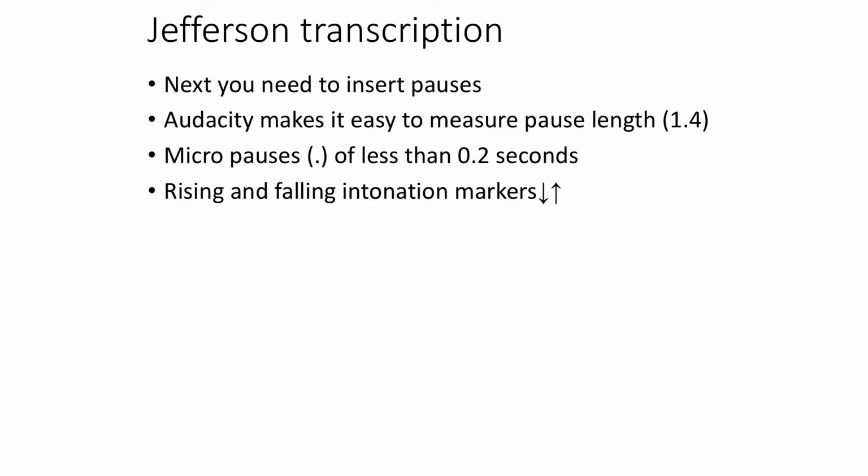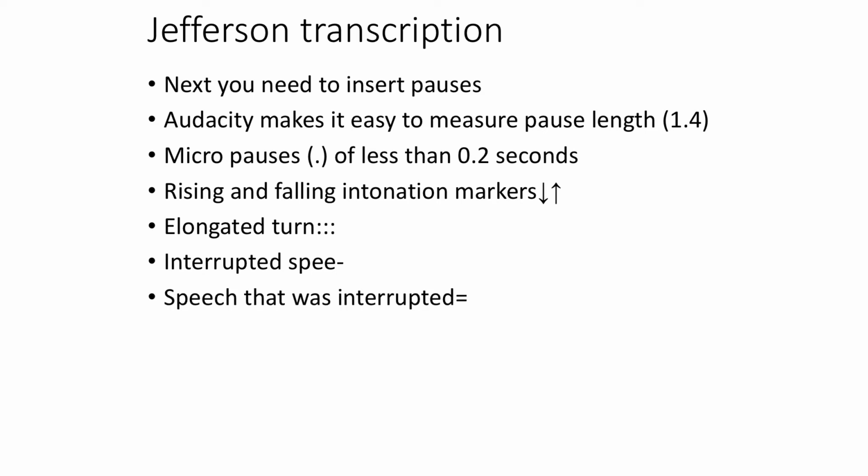You can add rising and falling intonation markers with the up and down arrow signs, which are built into the Microsoft suite of Office products. Elongated turns, if something is drawn out, that can be indicated with colons. Interrupted speech, if you feel like someone got interrupted halfway through a word or a turn was abandoned halfway through a word, a single dash indicates that.